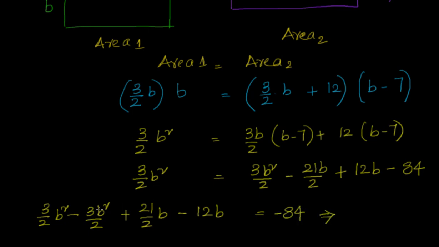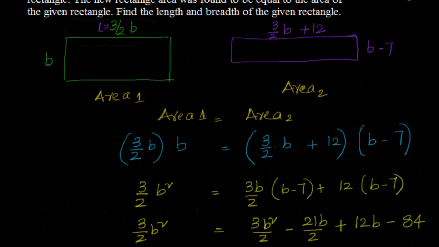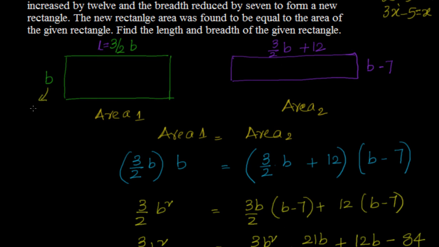Now you can see that 3b square by 2 and 3b square by 2 cancel out. If I take the LCM, I will have 21b by 2. I just convert that into 2 so that it is easy to calculate. Minus 24b by 2 equal to minus 84. So my next step will be minus 3b by 2 equal to minus 84. Minus minus cancels. 3b equal to 168, or if you simplify, b equal to 56. So we got our breadth equal to 56.